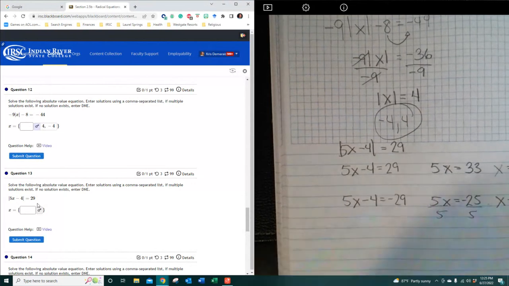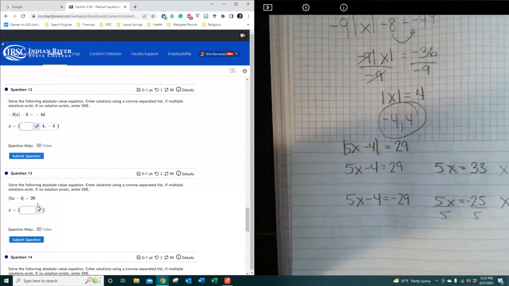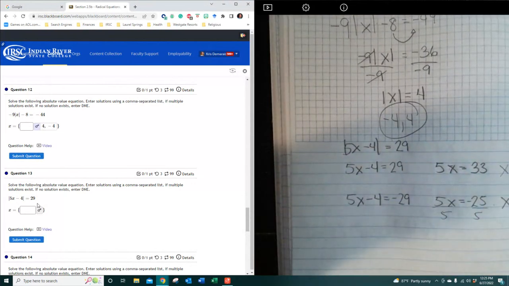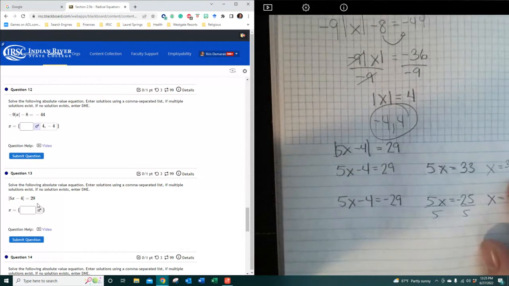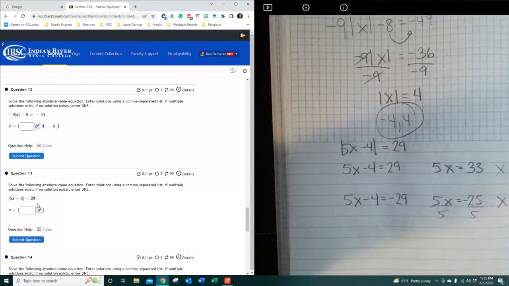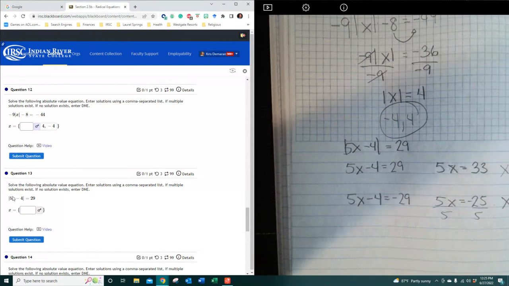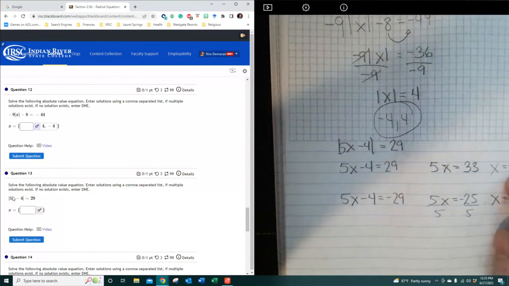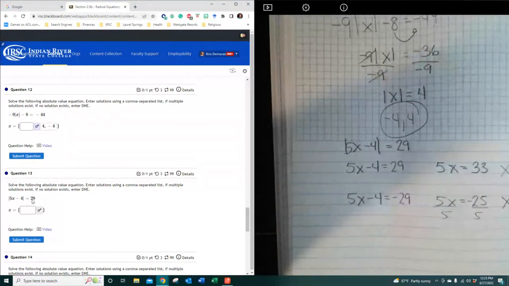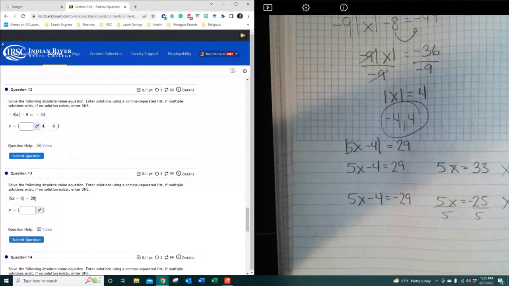Now, we can leave it like this, because we don't want to bother going ahead and doing this. Now, the thing is, if we plug 33/5 back in, we wipe out the 5s, and it'd be 33 minus 4, and that would give us, in fact, 29.